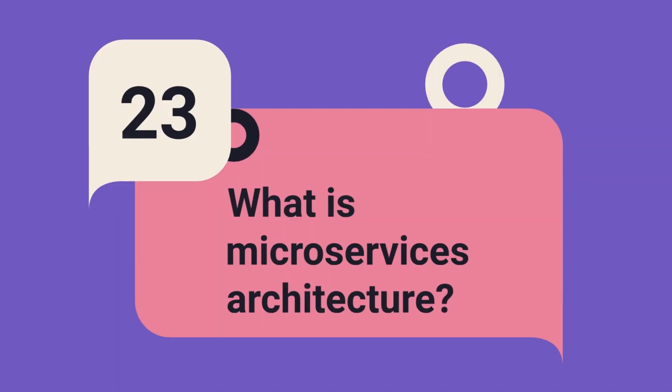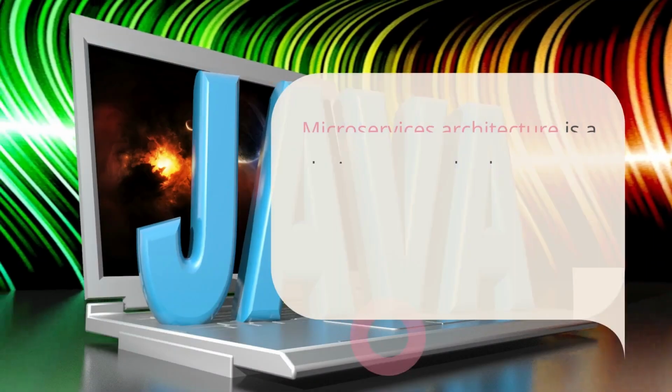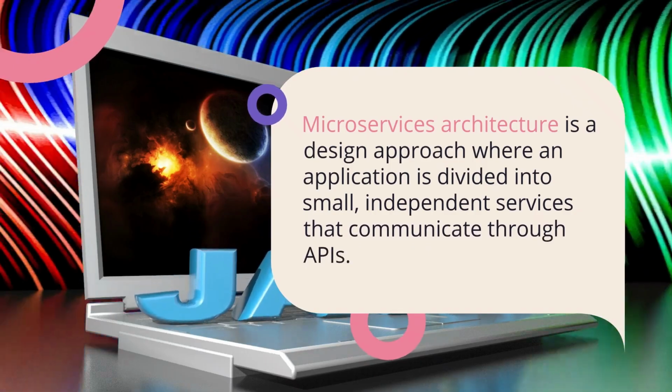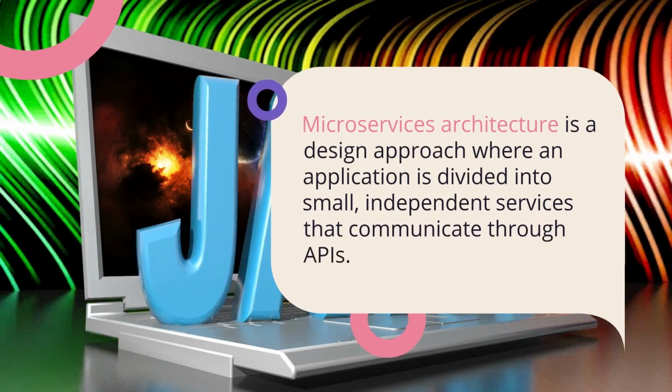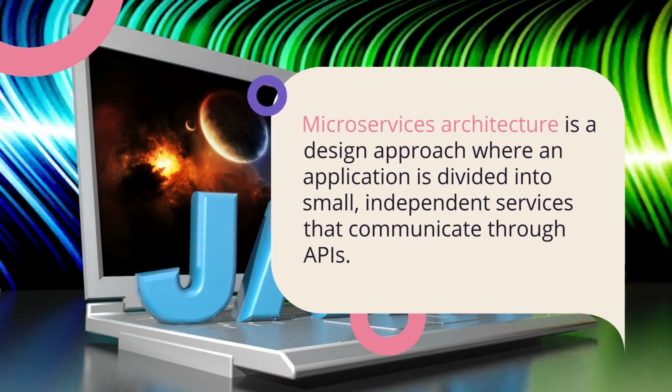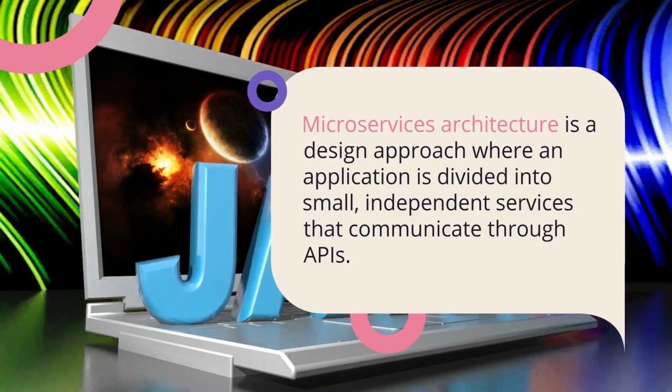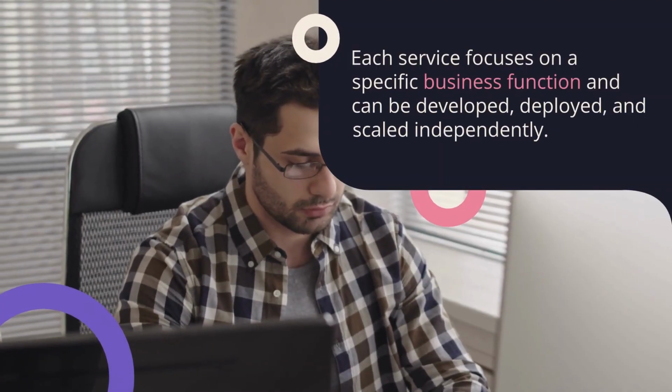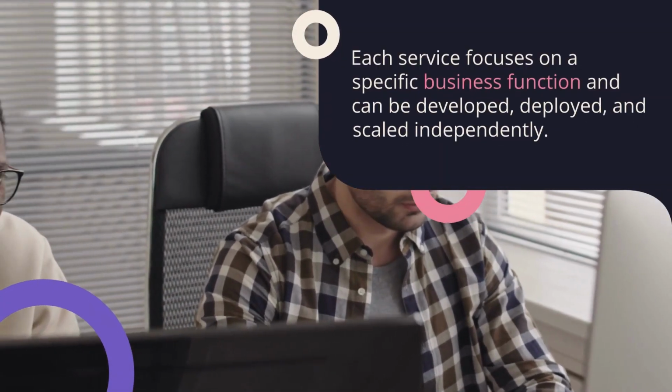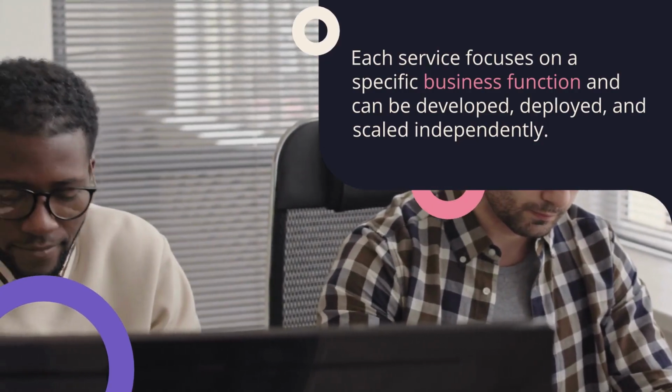23. What is microservices architecture? Microservices architecture is a design approach where an application is divided into small, independent services that communicate through APIs. Each service focuses on a specific business function and can be developed, deployed, and scaled independently.